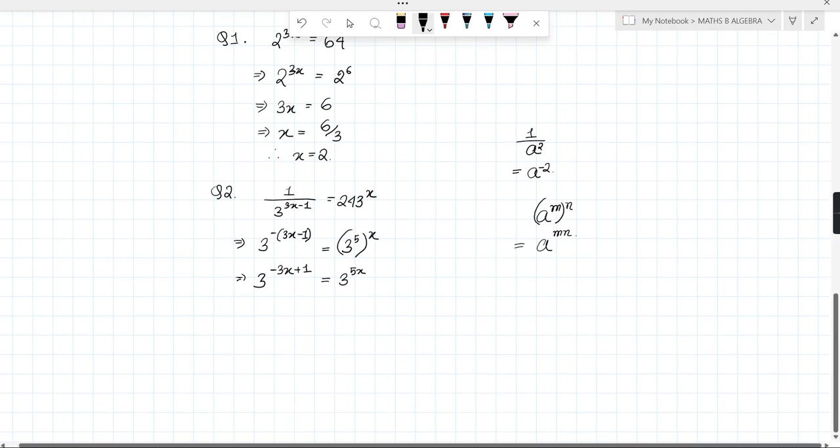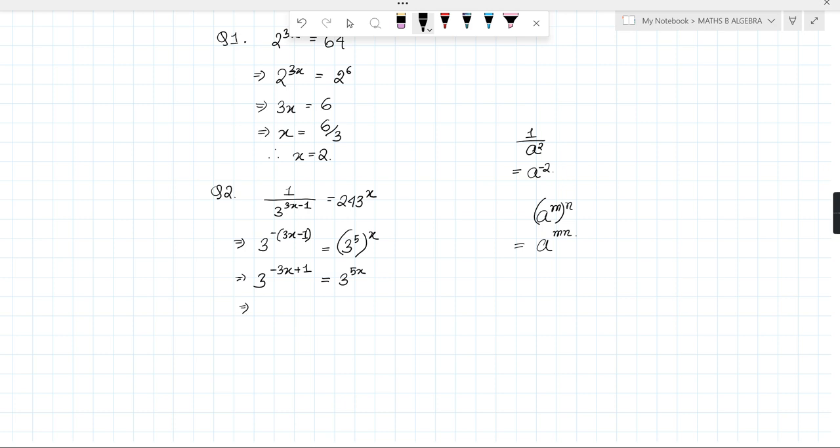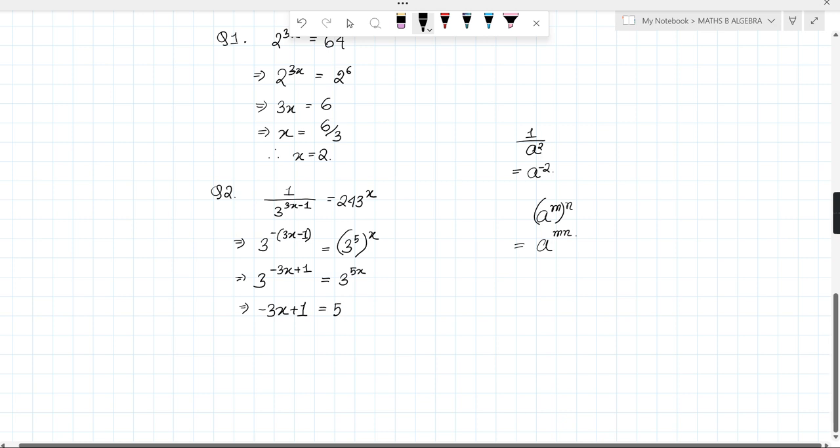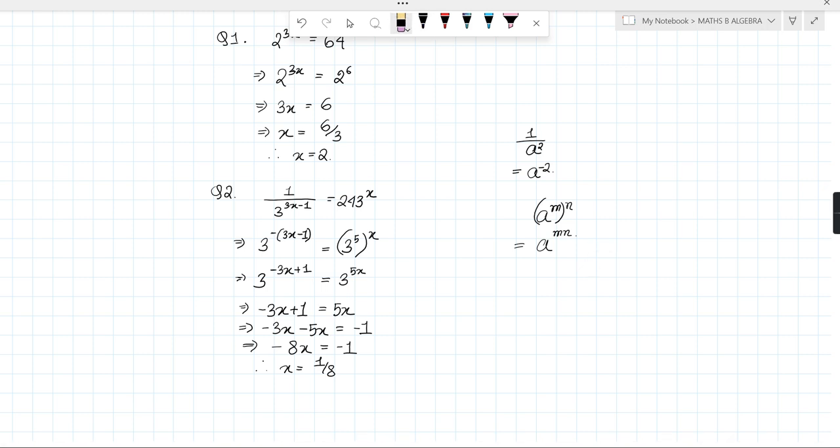Now the two bases on the two sides are similar, so they will eventually get cancelled out, and the powers will look like minus 3x plus 1 is equal to 5x. Now if you move the 5x to the right-hand side and the 1 to the left, it will be minus 3x minus 5x equals minus 1. So you will get minus 8x equals minus 1, and the value for x would be positive 1 over 8, right? Because the minus minus gets cancelled out. So this was another tricky question for indices.